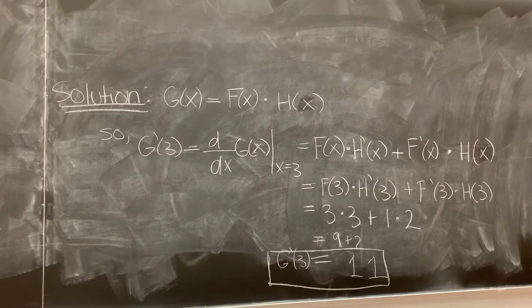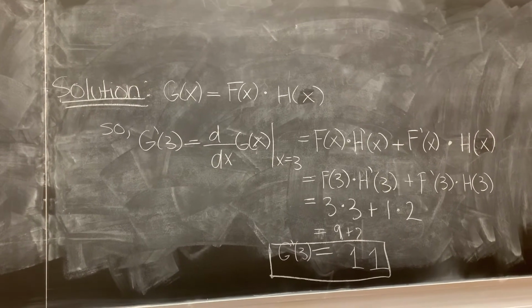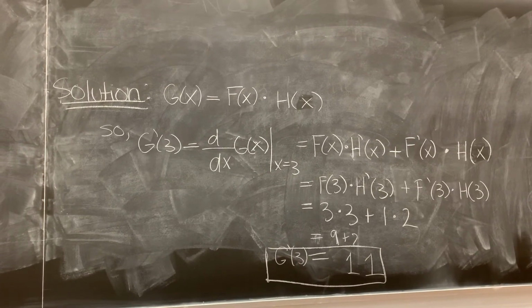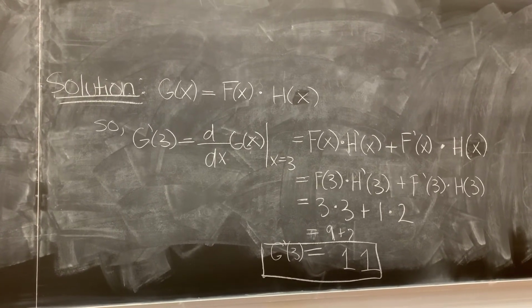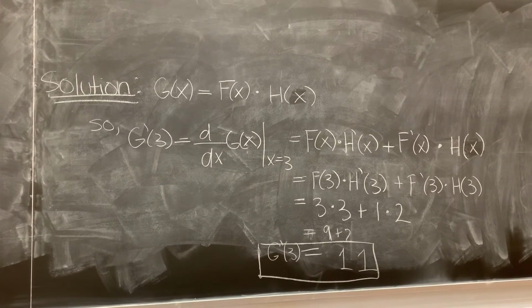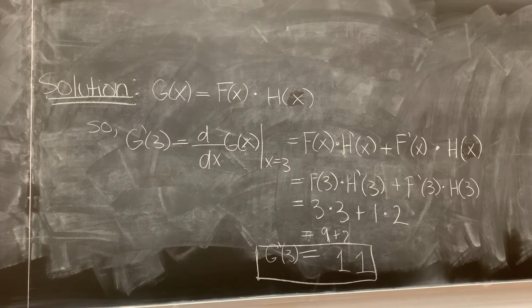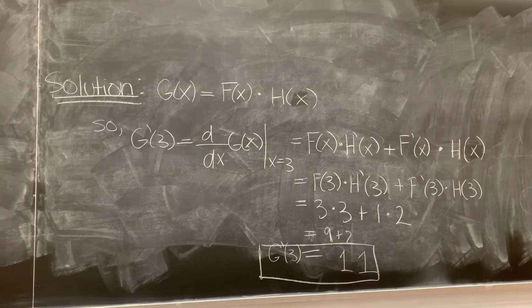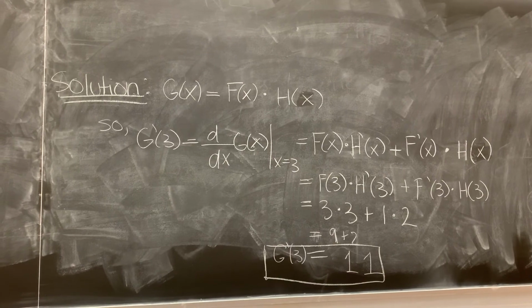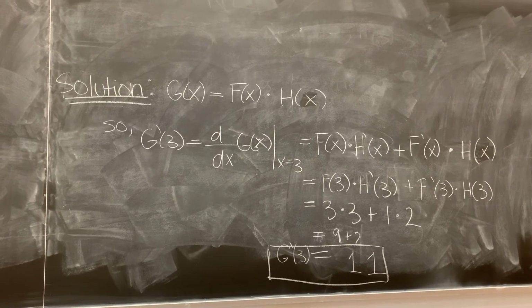So now we're on the solution part, and you already know how to use the product rule. So we've written out the product rule for this equation. Now we can substitute the values that we've already been given for f of 3, h prime of 3, f prime of 3, and h of 3, which gives us 3 times 3 plus 1 times 2, and ultimately our final answer is g prime of 3 equals 11.